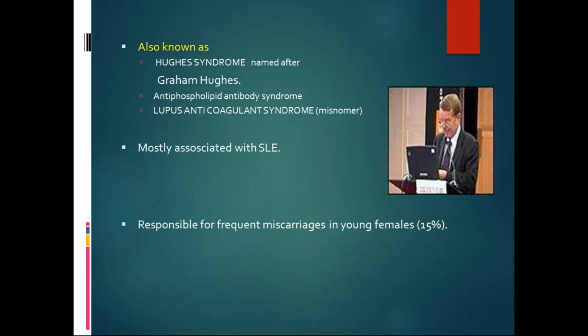It is also known as Hughes syndrome, named after Graham Hughes, also known as lupus anticoagulant syndrome. It is mostly associated with systemic lupus erythematosus. It is responsible for frequent miscarriages in young females. Whenever the question is asked in Viva or whatever the situation is, it is one of the important causes of frequent abortions in young females, particularly in the second trimester. You must know that.